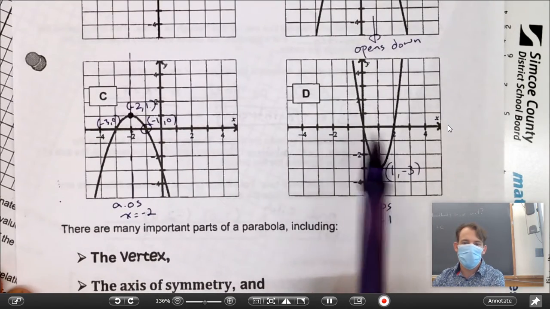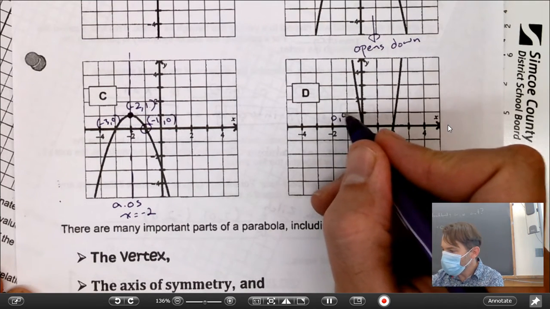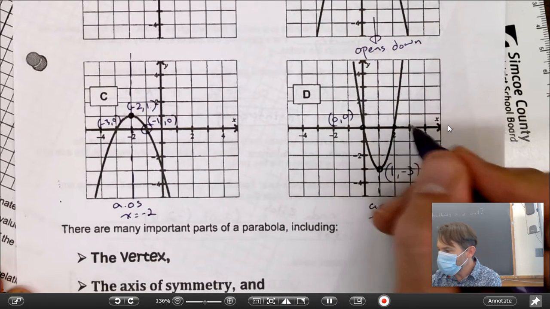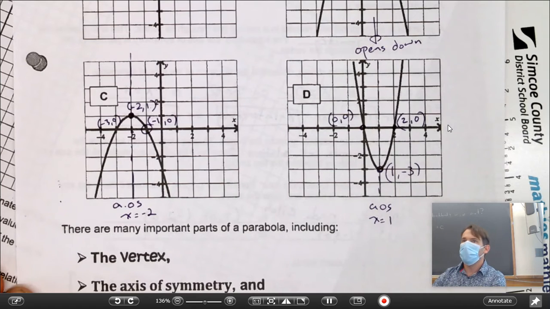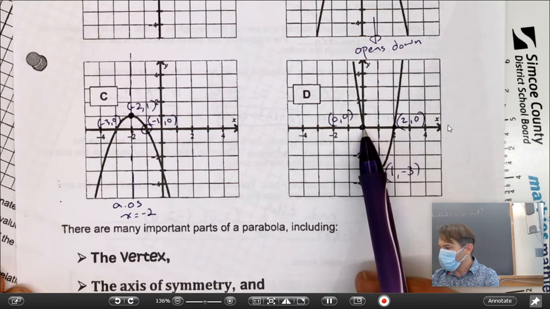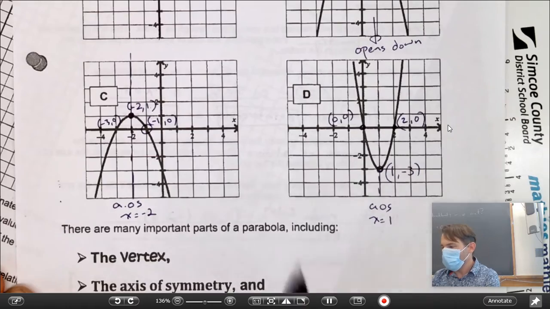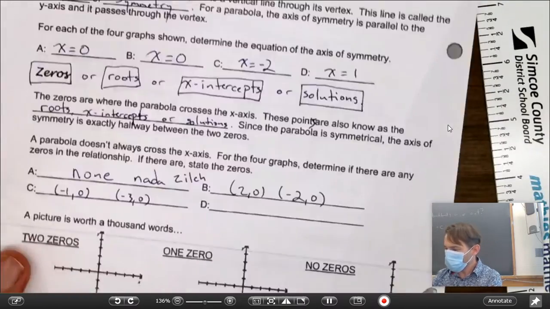How about the zeros here for D? 0, 0, and this one, 2, 0. Winner, winner, chicken dinner. So there, again, the average of 2 and 0 is 1. That's where we find the axis of symmetry. Okay, so now let's keep going.